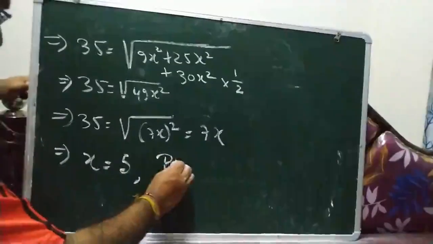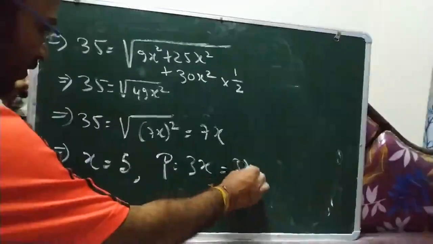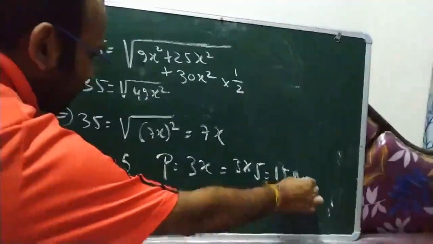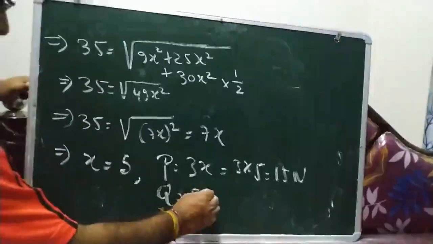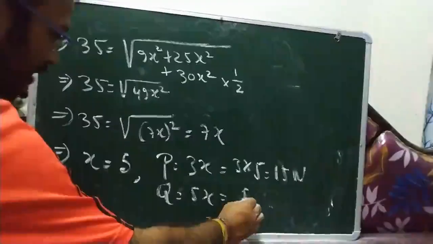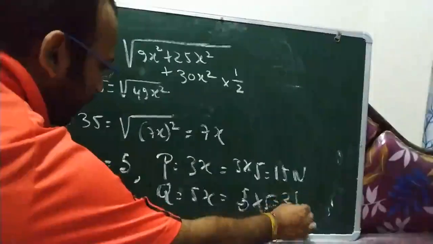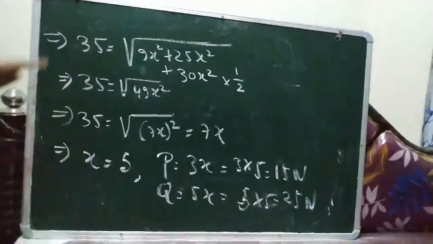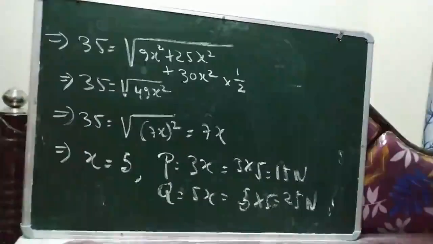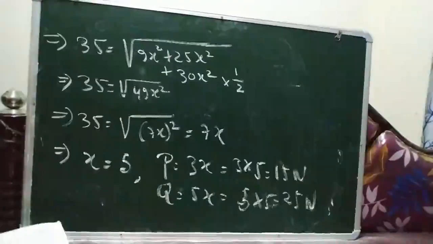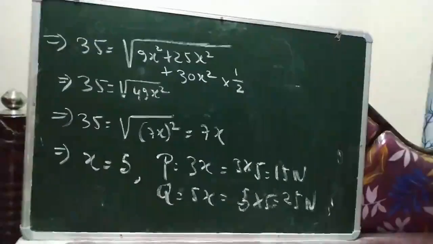So that means what is the value of P? P equal to 3x, 3 into 5, that is 15 Newton. And what is Q? That is 5x, so 5 into 5, that is 25 Newton. Okay, so these are the answers: 15 Newton and 25 Newton. So in this way you can solve this numerical, because the ratios are given. Okay, we'll discuss some more problems in our next class.